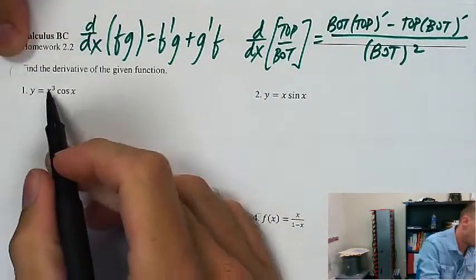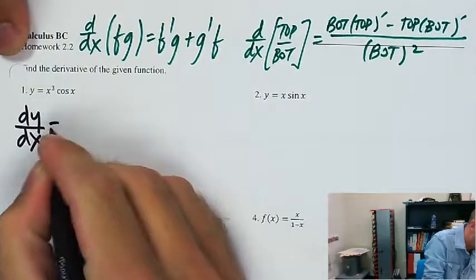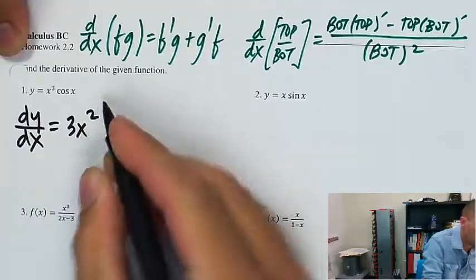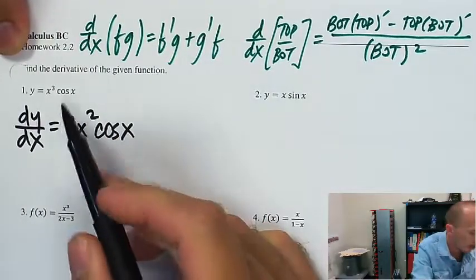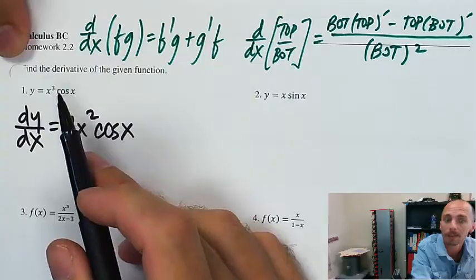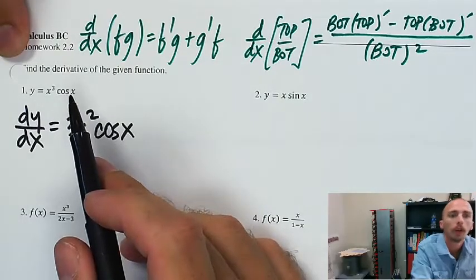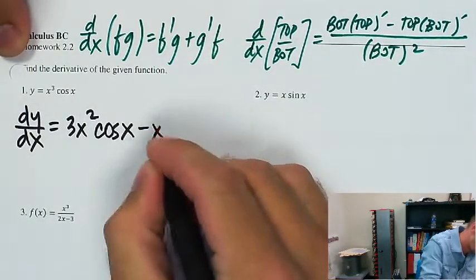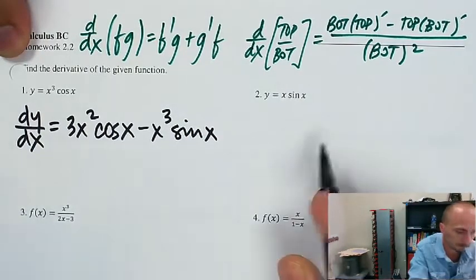So I'm going to take the derivative of x to the 3, and that's going to be 3x to the 2, and then I need to leave cosine of x the same. Now I'm going to add in, leaving x to the 3 the same, the derivative of cosine of x. And the derivative of cosine x is negative sine x. So I'll have minus x to the 3 times sine x.